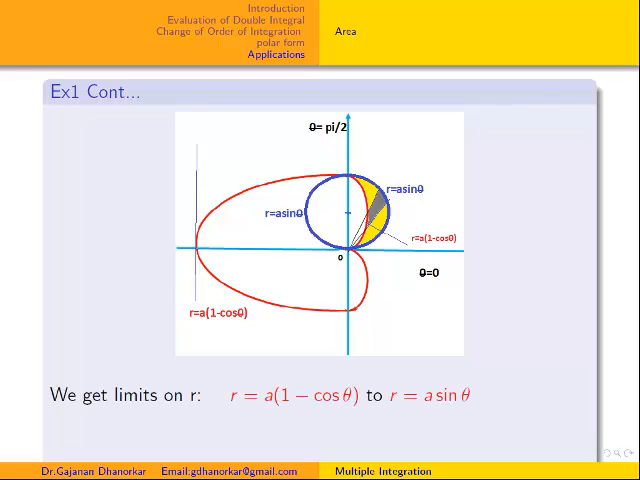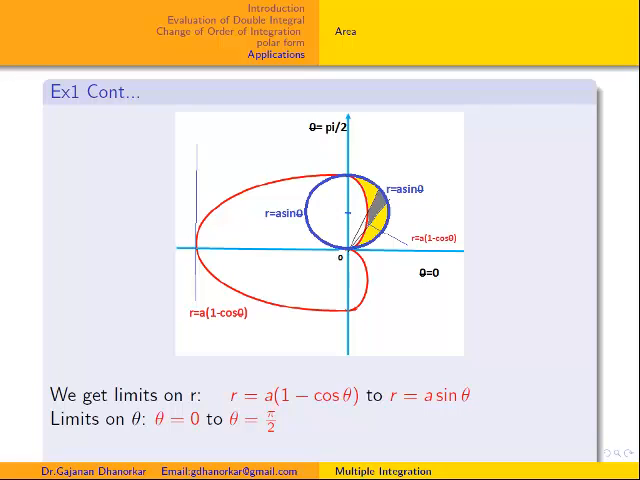Here the limits on r are from r is equal to a into 1 minus cos theta to r is equal to a into sin theta. Repeating, this is a radial strip, this is the lower bound for this radial strip and this is the upper bound. This region is bounded by these two curves, therefore these are our limits of r. The limits on theta vary from 0 to pi by 2. If we know the limits, then we will easily get our answer.